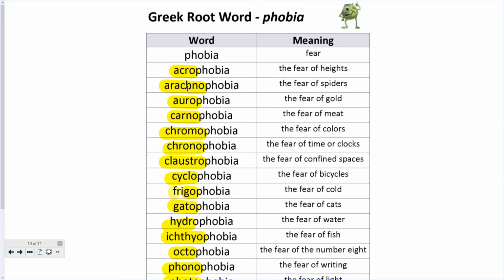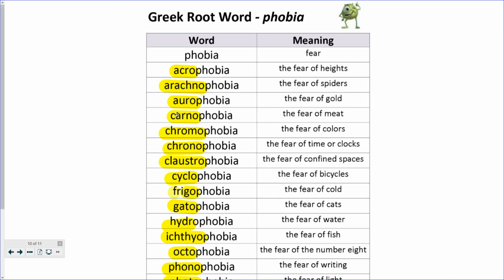We already went over acro, the great, and arachnophobia. Oro means gold in Latin. Oro, Au, is its symbol on the periodic chart. So science uses a lot of Latin and Greek. Great fear of gold.